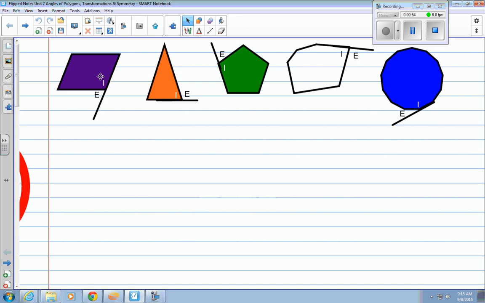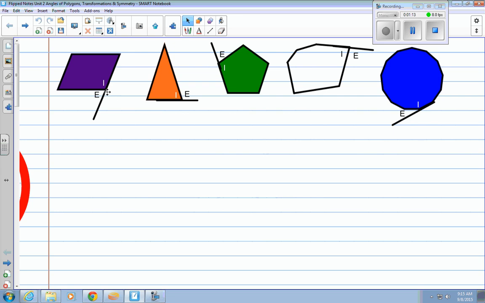And the key is that an interior angle is an angle that's on the inside of a polygon. So that seems like it makes sense. That's made up of any two of the intersecting sides. So this would be an interior angle. So would this one. So would this one.